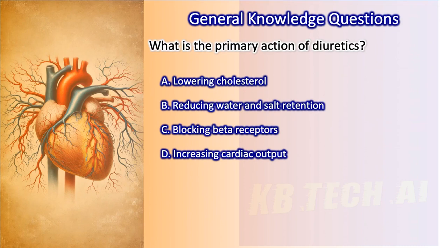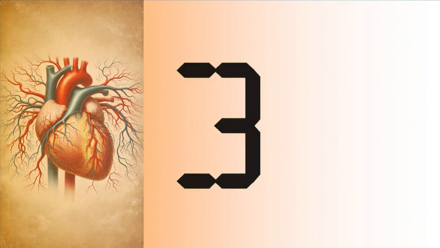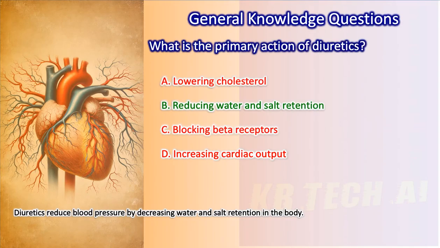Which is the primary action of diuretics? Option 1, lowering cholesterol. Option 2, reducing water and salt retention. Option 3, blocking beta receptors. Option 4, increasing cardiac output. The answer is option 2, reducing water and salt retention.